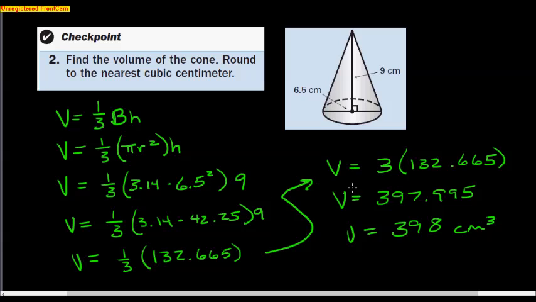I did this in steps this time because I wanted you to see the first thing I did was I squared this 6.5 first, and I got that number, 42.25. Then I multiplied by 3.14, and I got that number. Notice I'm not rounding in the middle of the problem. And then what I did here is I multiplied this 9 times this 1/3. That's where this 3 came from. Okay, notice the number in the parentheses didn't change. Then I'm multiplying these two together, and then I rounded to the nearest cubic centimeter. So there's checkpoint 2. Hopefully that went well for you. If not, go back and fix it.